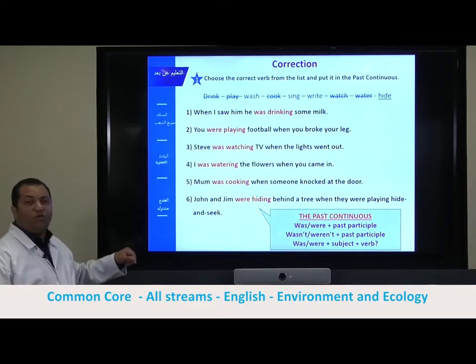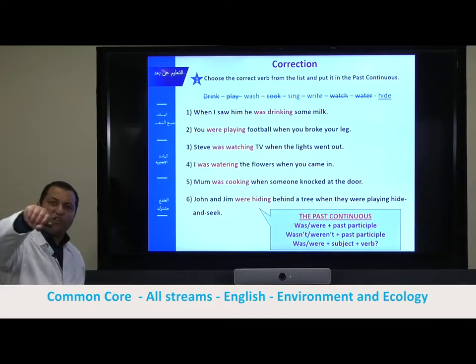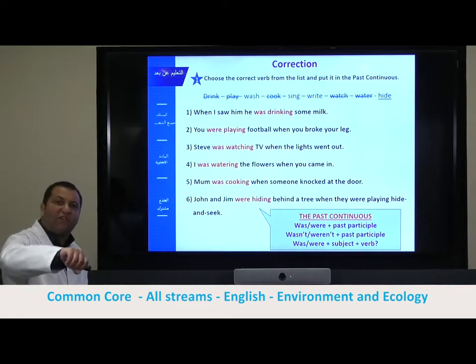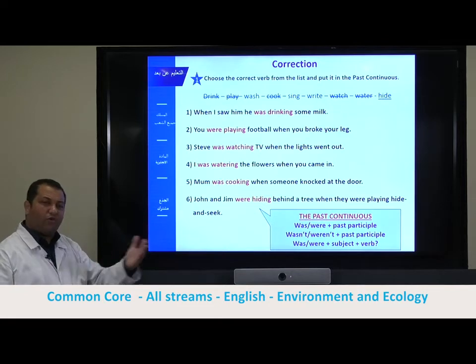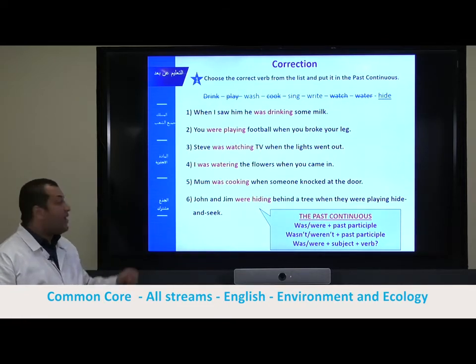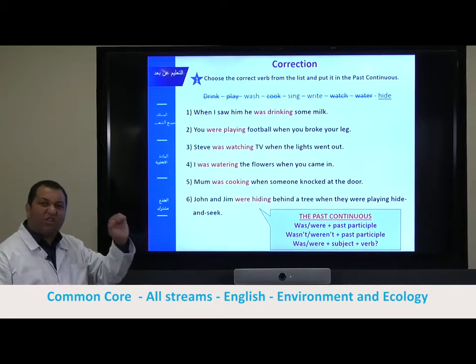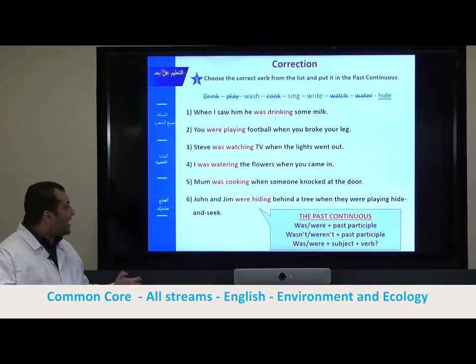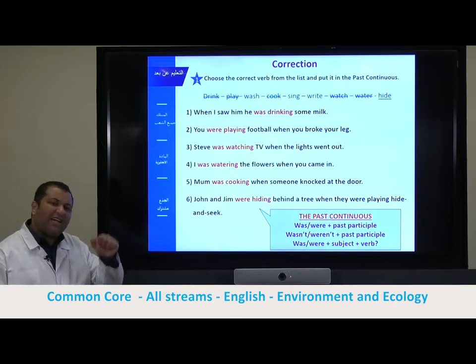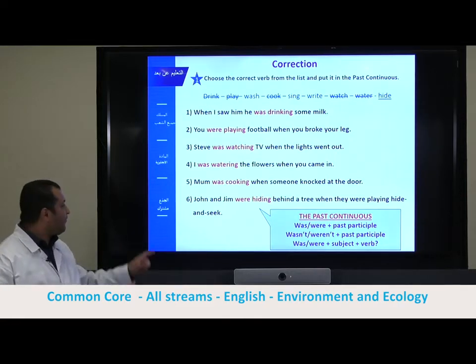Number 4, I was watering. To water, we water trees, we water flowers. I was watering the flowers when you came in, when you arrived, when you showed up. Number 5, Mom was cooking when someone knocked at the door. It means when someone knocked at the door, my mom was in the action of cooking. So cooking is a long action. Knocking at the door is a short one.